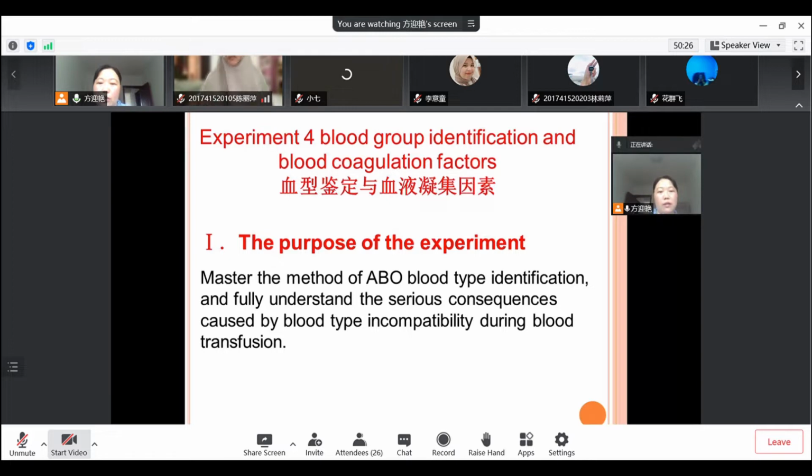In this class we will study two experiments, one experiment for the blood group identification.